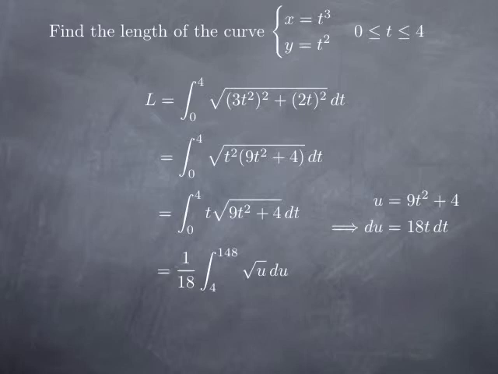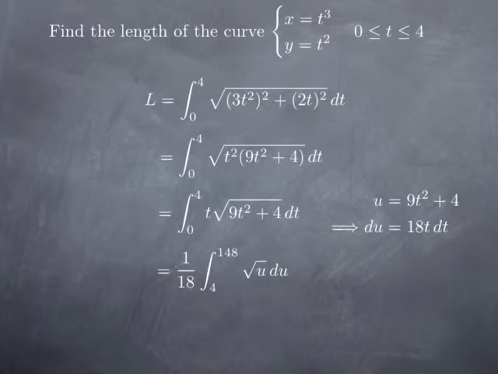That's because in the first integral we have an integral against the variable t, and the bounds of integration tell us the range of values that the variable t takes, from 0 to 4. In the second integral, where we integrate against the variable u, we have to specify the range of values that u takes. If t is 0, then u is 4. That's how we obtain the lower bound of integration. While if t is 4, then u is 9 times 16 plus 4, which is 148.